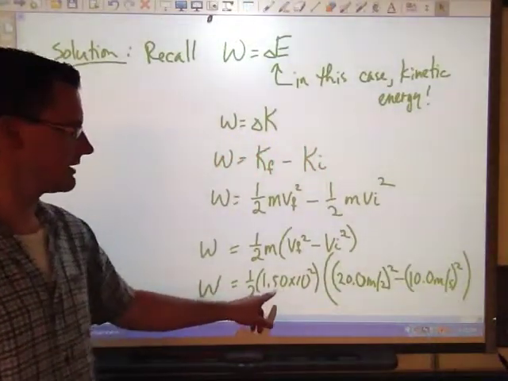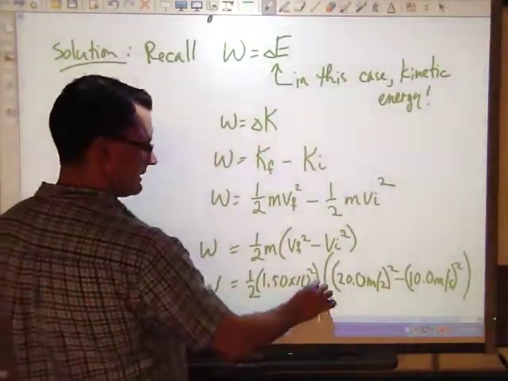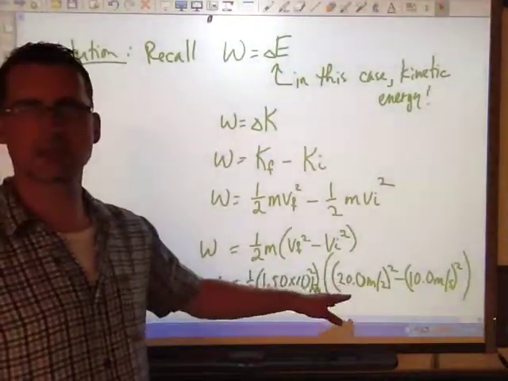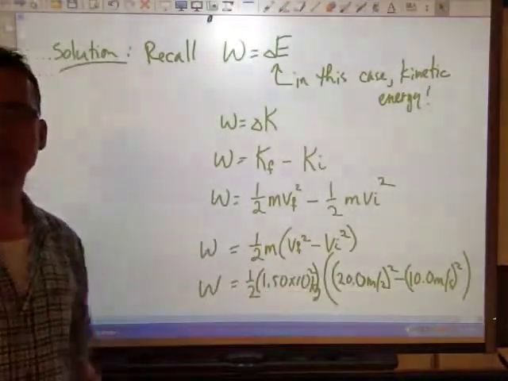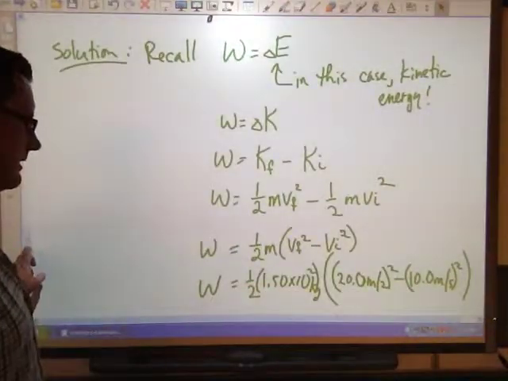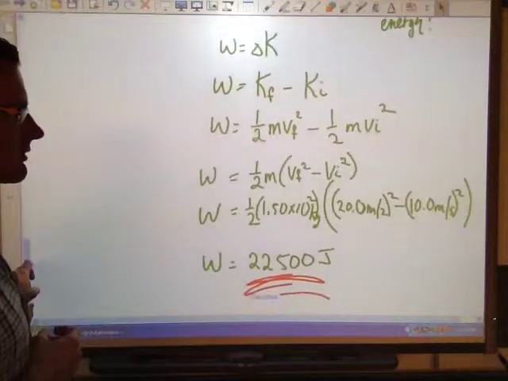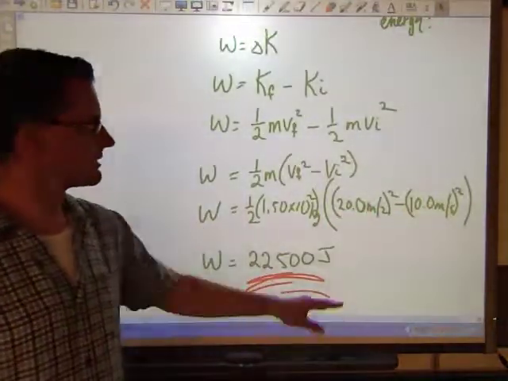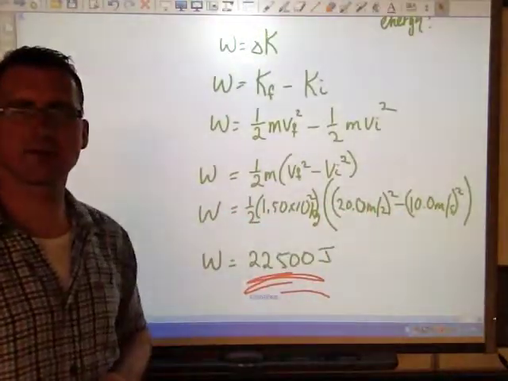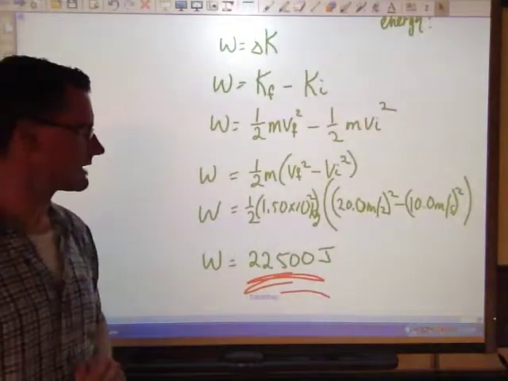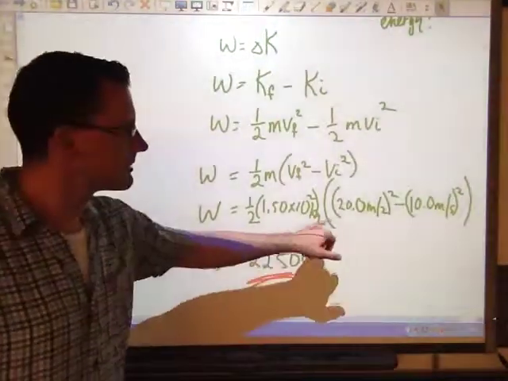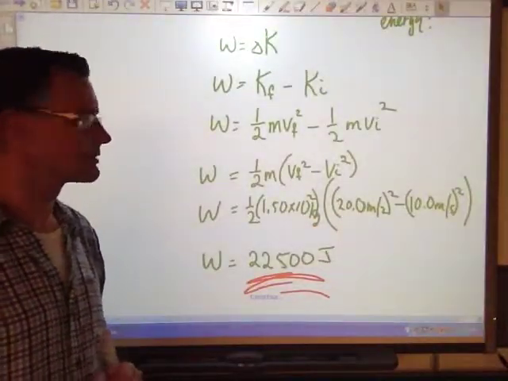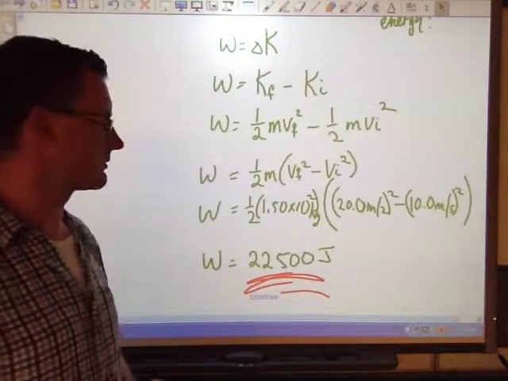So 1/2 of my mass, of course we know it's 150 kilograms. And my final velocity is 20, my initial velocity is 10, squaring both of those, and of course, you can work this on your own in your calculator. You would likely do this 400 minus 100 part first, then multiply by the mass, then take a half of that, and you get 22,500 kilogram meters squared per second squared, which of course is equivalent to joules. So that's kind of the introduction of the first part, dealing with kinetic energy.